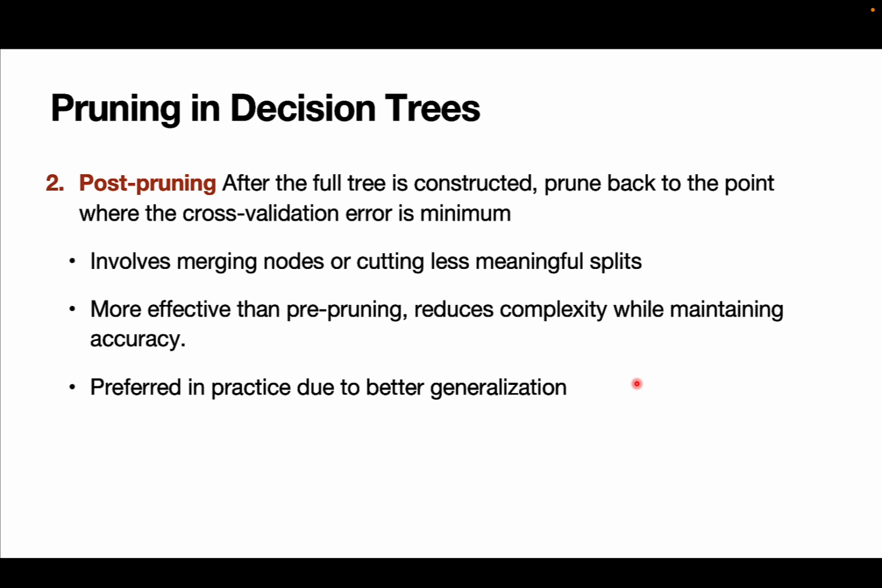Unlike pre-pruning, which stops tree growth early, post-pruning will allow the tree to fully grow, and then it trims it back by removing less meaningful splits. In other words, it's going to prune the tree until cross-validation error is minimized, which is going to ensure that we keep only the most valuable decisions.